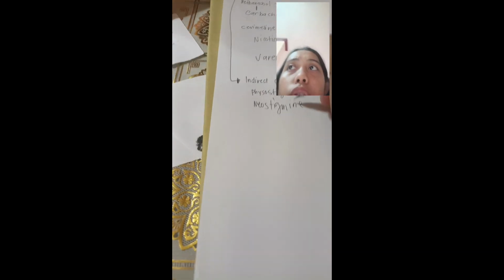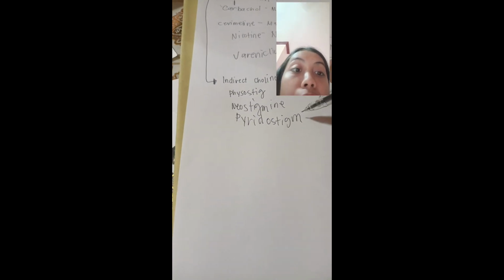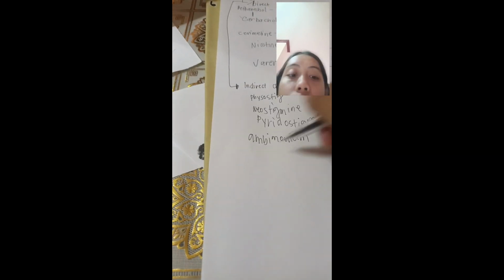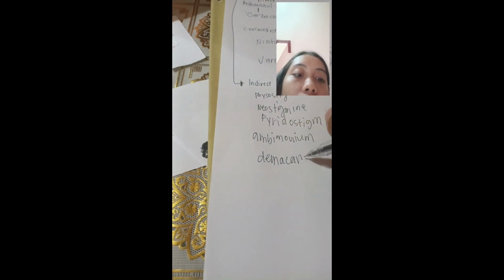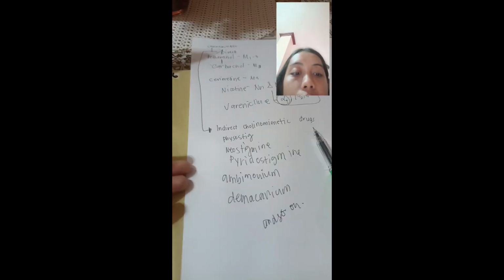We have physostigmine, neostigmine, and then pyridostigmine. We also have ambenonium and demecarium. These physostigmine, neostigmine, pyridostigmine, ambenonium, and demecarium are the indirect reversible cholinomimetic drugs. Since we are done with the reversible, let's now move on to the irreversible indirect cholinomimetic drugs.